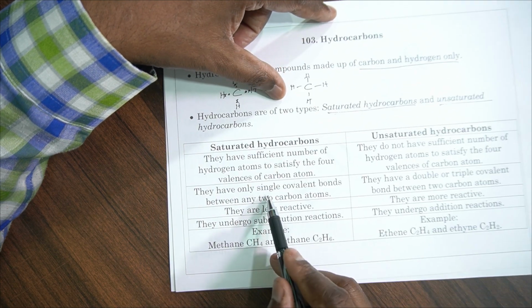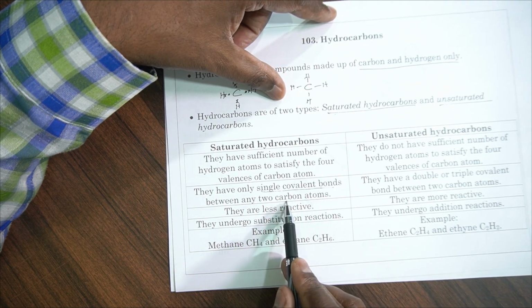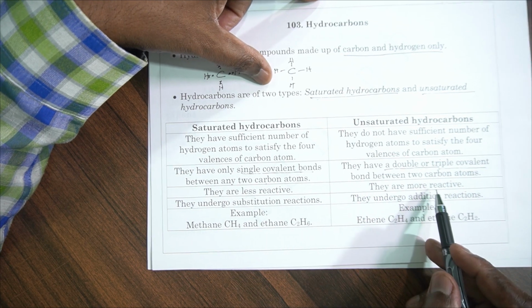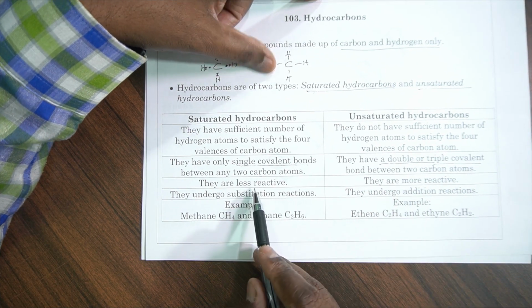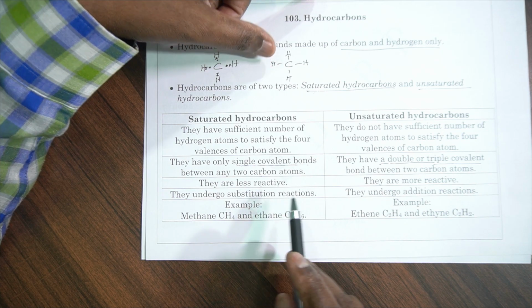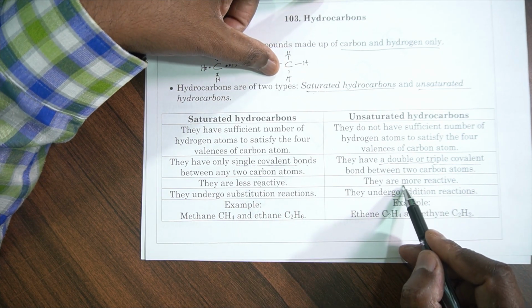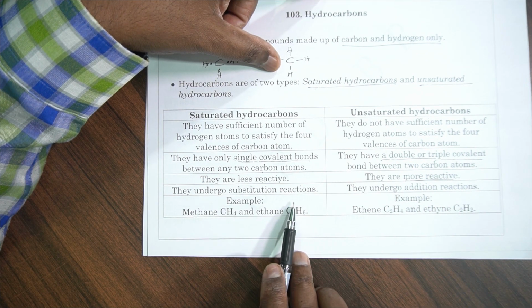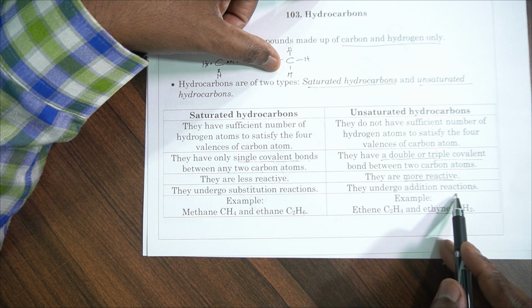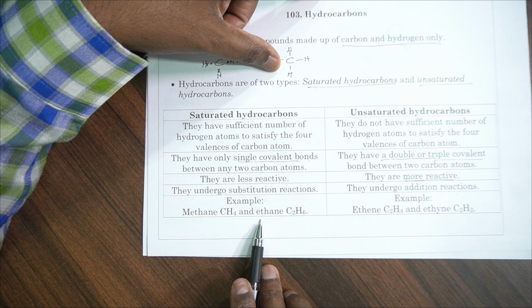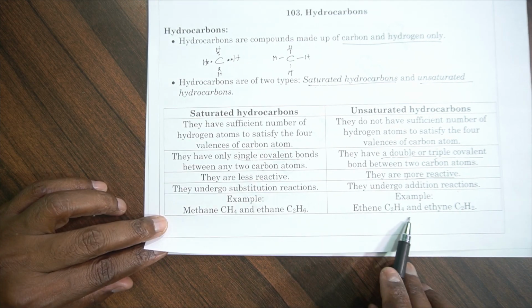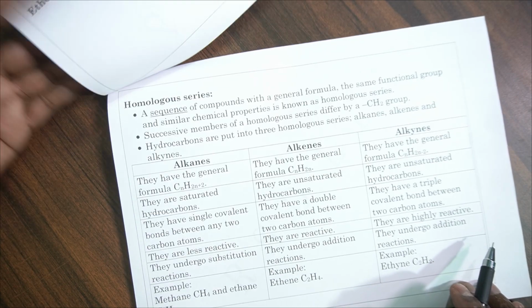Here we have only a single covalent bond between any 2 carbon atoms. Here we have a double or a triple covalent bond between 2 carbon atoms. Saturated hydrocarbons are less reactive because they are satisfied. These are more reactive because they are not satisfied. Saturated hydrocarbons undergo substitution reactions, while these undergo addition reactions. For examples, we have methane and ethane as saturated hydrocarbons and ethene and ethyne as unsaturated hydrocarbons. So let us understand this.